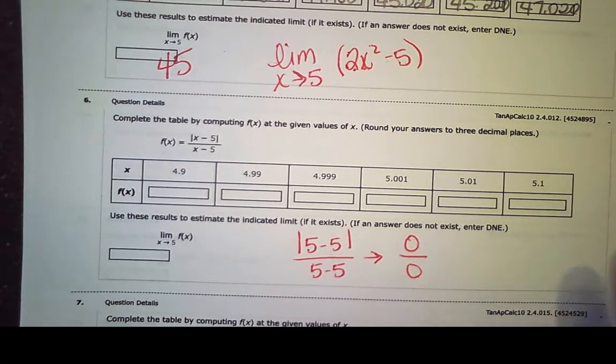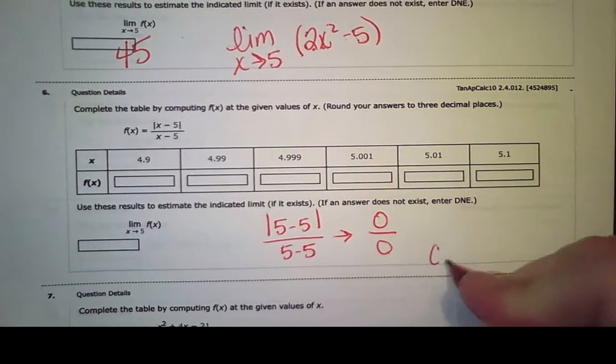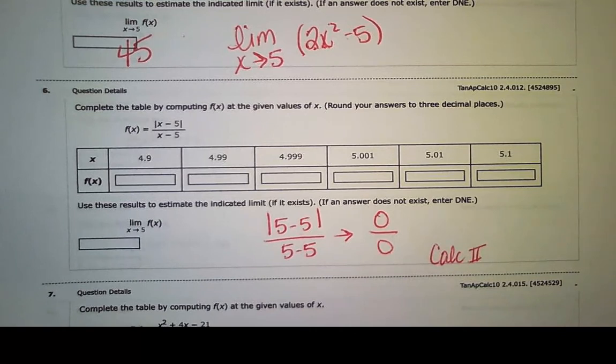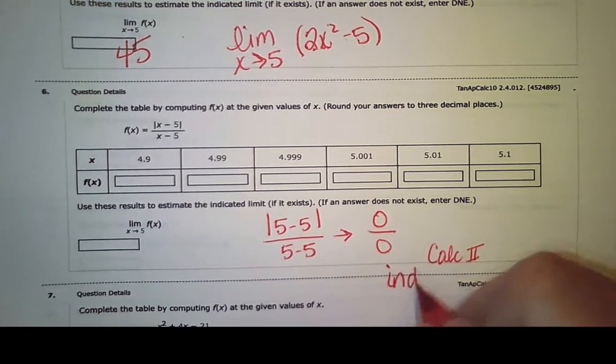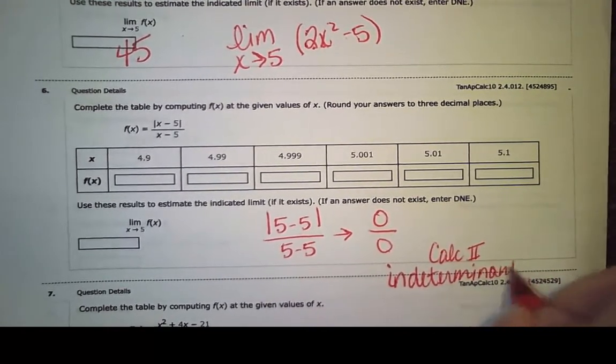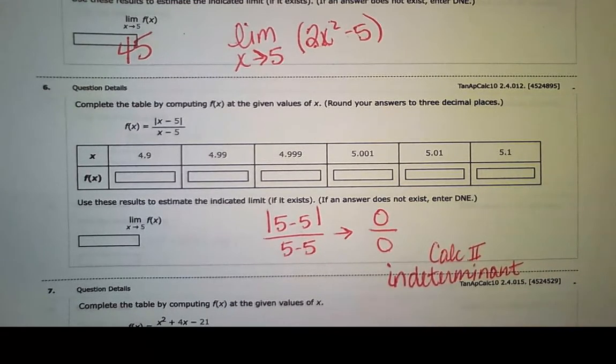So, woohoo! This is actually a Calc 2 problem, okay? It's called an indeterminate form. And all it means is I don't have enough information. It's an indeterminate form. I don't have enough information to draw a conclusion. So in that case, I would have to go to the graph or I would have to go to the table.